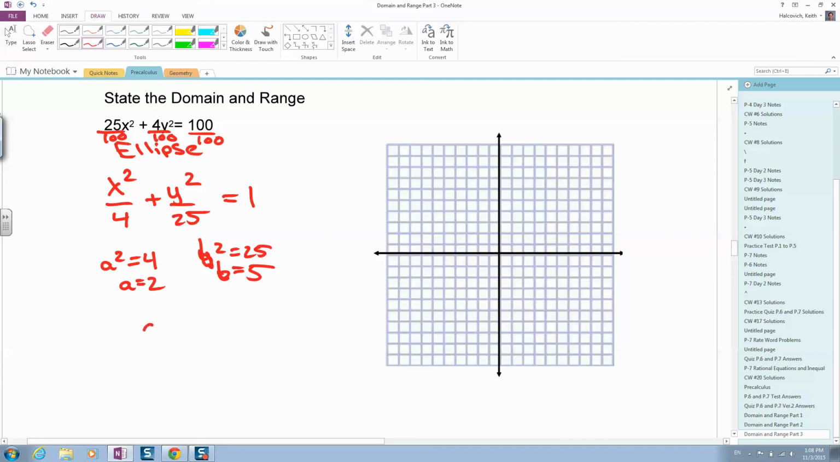So the center of the ellipse is at (0, 0). And that means you go to the left and right 2, and up and down 5. 2, 3, 4, 5. So there's our ellipse.